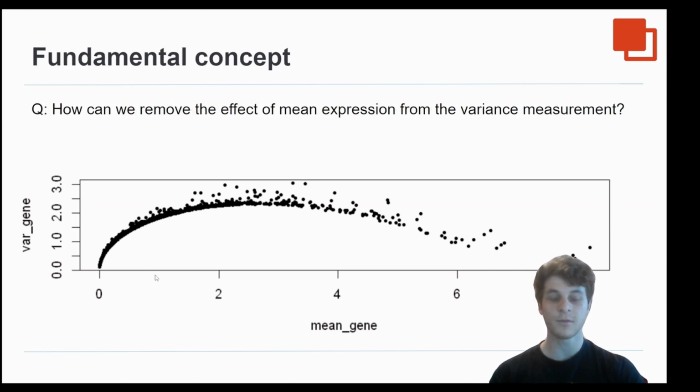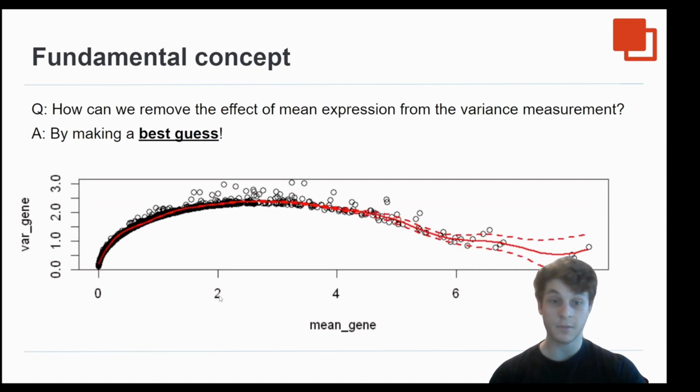And this leads me to the most important slide of this slide deck. Right now we are asking the fundamental question, how can we remove the effect of mean gene expression from our variance measurement? And the answer is super simple, we make a best guess. What is the best guess and how does this help us? Well, let us say that I fit a line to my data. This is my best guess.